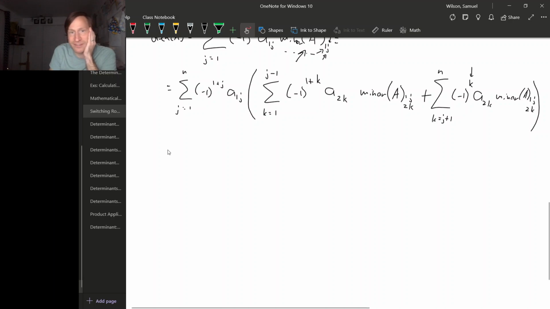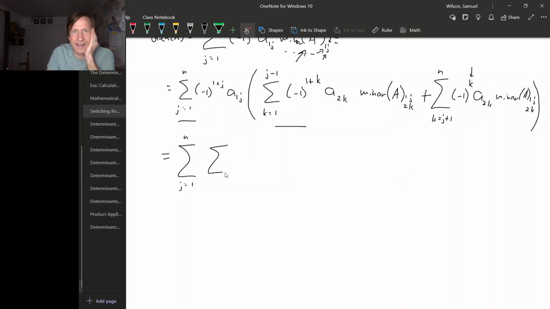Now, it's not obvious that this is a good thing to do, but we are eventually going to want this multiplied out, so let's just distribute it now. We can distribute this big sigma on the outside. From these first 2 pieces, we get the sum from j equals 1 to n, and inside of that, the sum from k equals 1 to j minus 1. Inside of this, we have 1 plus j factors of minus 1 here, and then another 1 plus k right here.